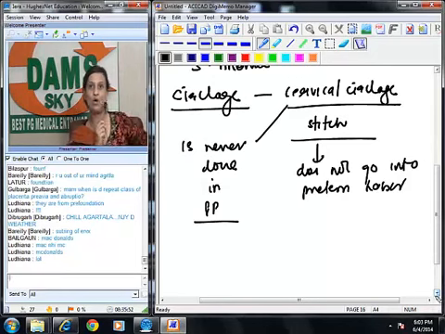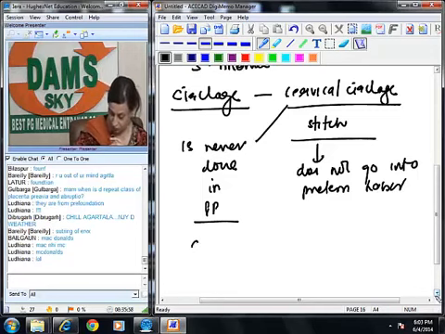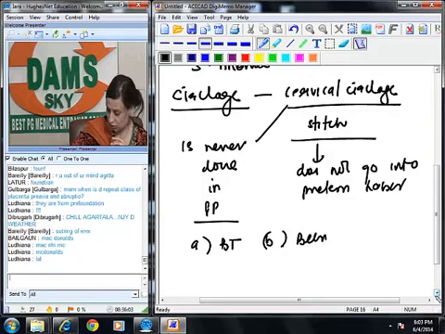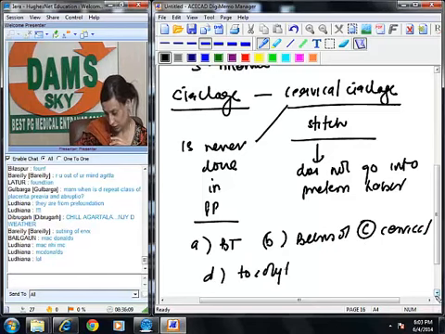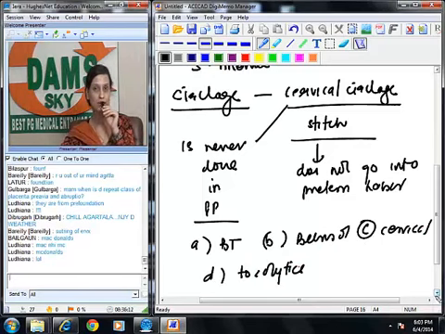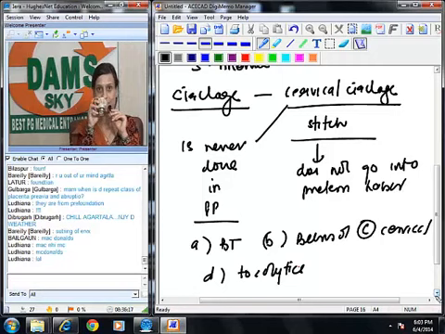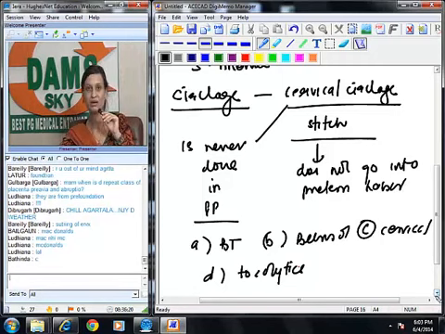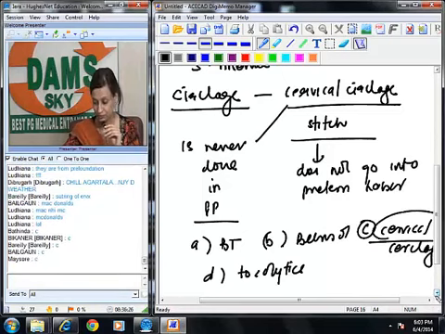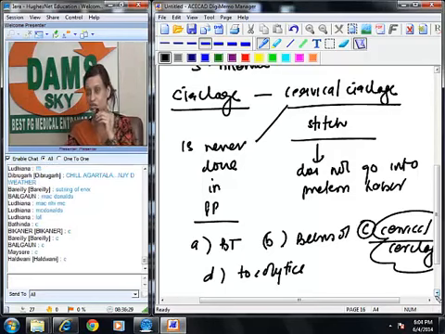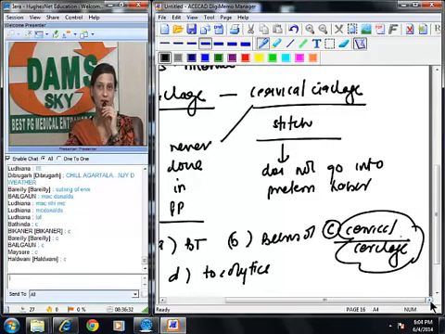So the question comes as, all are components of conservative management of placenta previa except, and the options are going to be A, blood transfusion, B, let's say betnisol, C, cervical cerclage, and D, tocolytics. My question to you is, all are components of conservative management of placenta previa except? Yes, so the answer is going to be C, cervical cerclage. As I said, cervical cerclage is not put in patients with placenta previa, right?